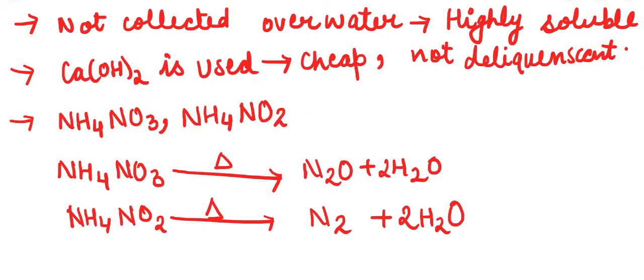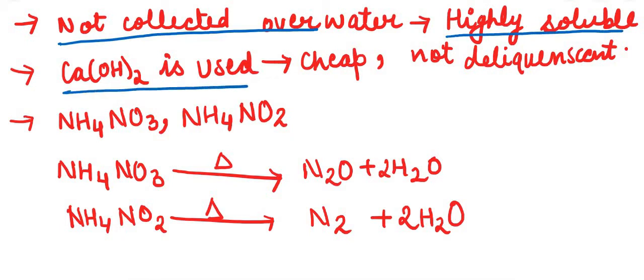In this process, the ammonia is not collected over water. Why? Because it is highly soluble in water. And why is Ca(OH)2 used as the alkali? Because it is cheap, can be easily used, and is not deliquescent like the other alkalis.